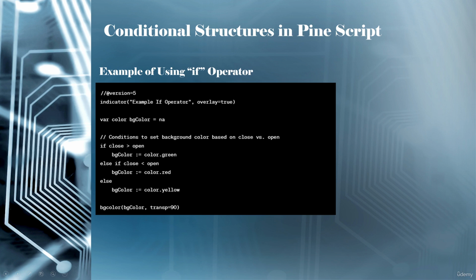Default action. The else block provides a default action if none of the specified conditions is true. That means that if neither condition is true after the if operator and after all of the else if operator conditions, then the default statement will be executed. The background color will be assigned yellow.